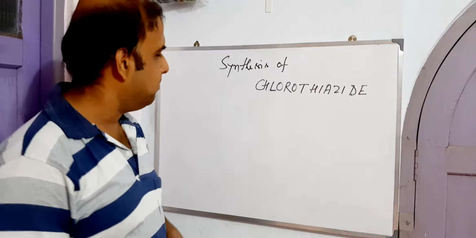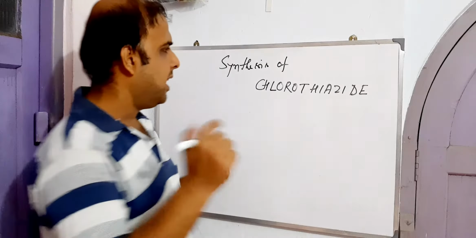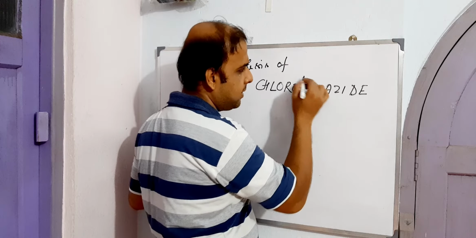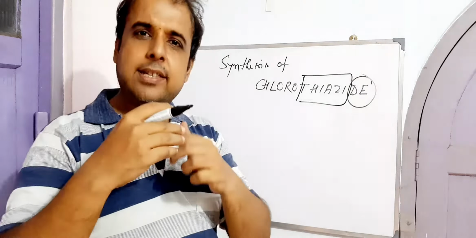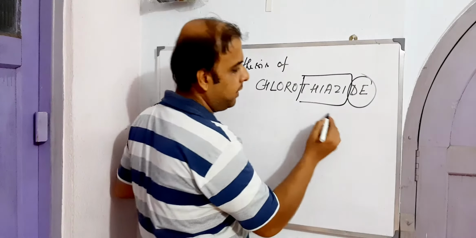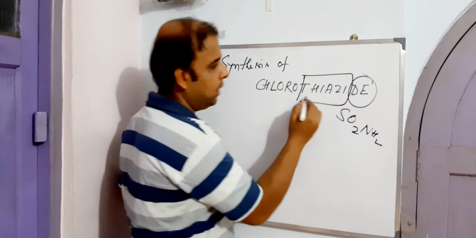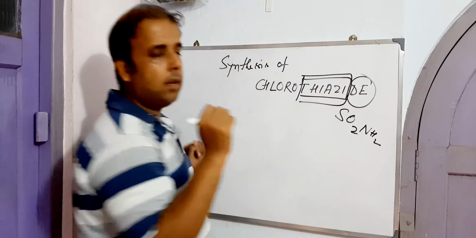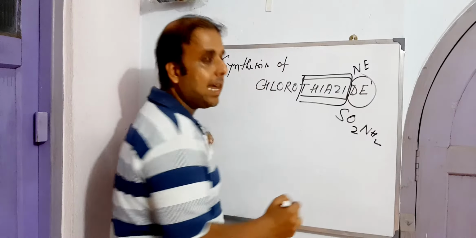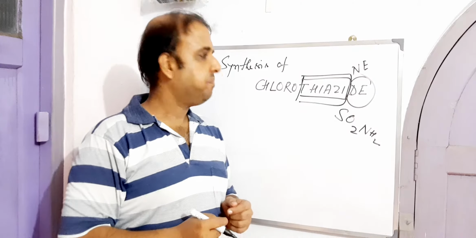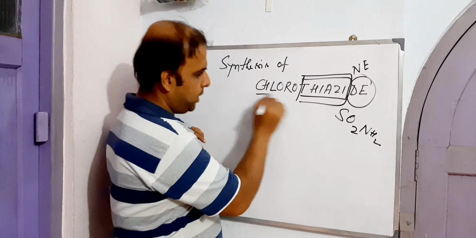Now, how does chlorothiazide look? It's a thiazide diuretic. Thiazide means thiazine kind of things, and ide means sulfonamide type of things. So that means it may have SO2NH2, and we have a thiazine, as I told you. We'll take only up to this and modify this one in the form of thiazine, or we can say thiadiazine. And we have a chloro as well.